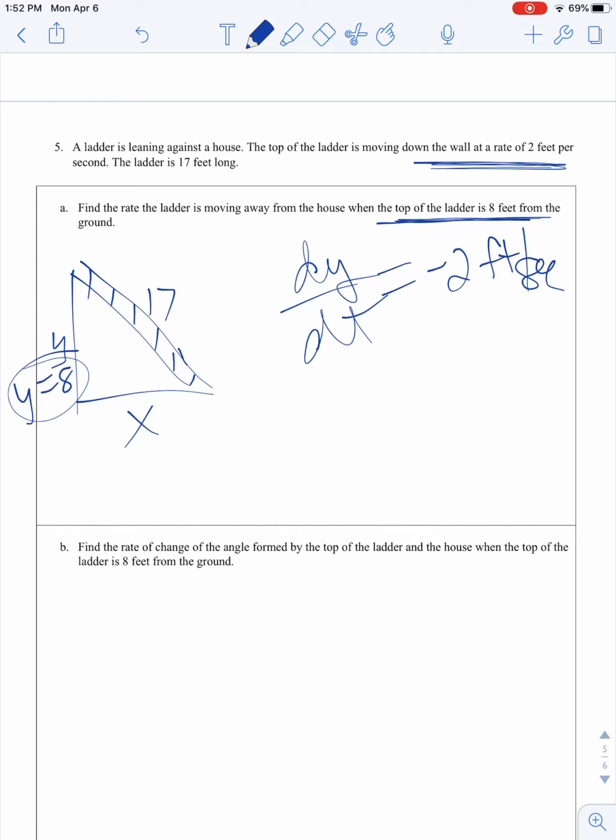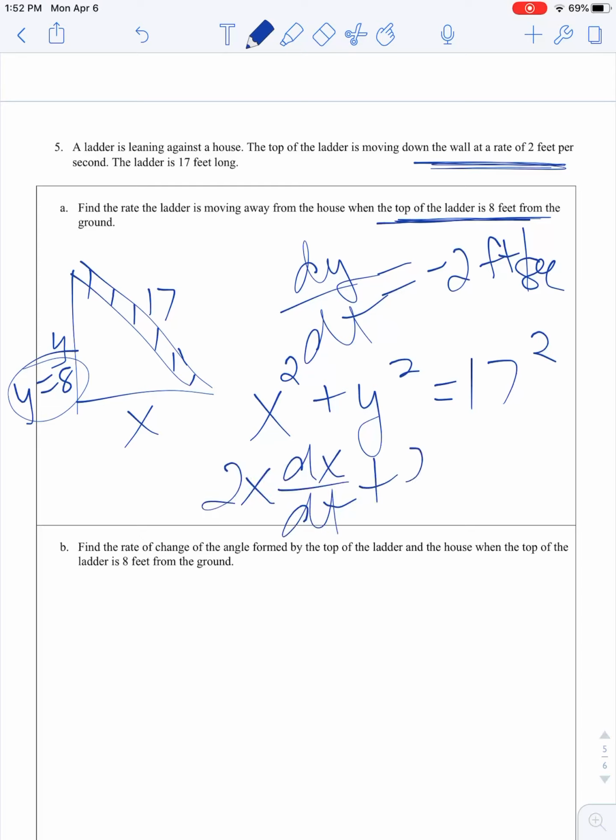So here we go. We have to come up with the formula. We come up with the formula, take the derivative, plug information in. This is talking about length, so we're using the Pythagorean theorem. x squared plus y squared equals z squared, but I can put in 17 squared because the length of the ladder is not changing, so I can put that constant in. I take the derivative. 2x dx/dt plus 2y dy/dt equals the derivative of a constant, which is 0.